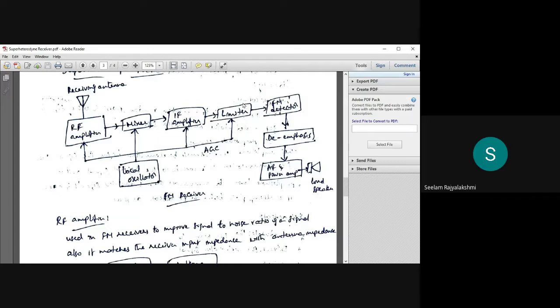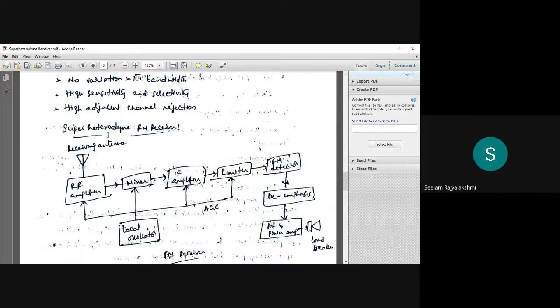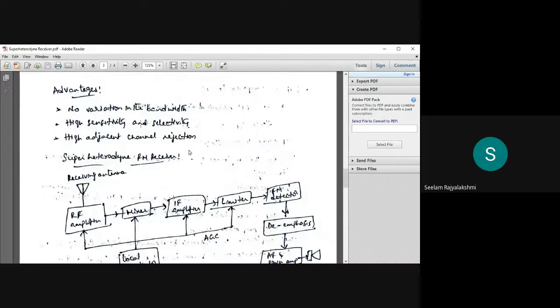It sends the signal to the FM detector, which demodulates the frequency modulation wave and extracts the information signal. It is passed via the power amplifier and then amplified to the loudspeaker. The extracted information signal is sent to the loudspeaker. And the AGC, which we have already seen, controls the RF amplifier and the limiter. And this is about the superheterodyne frequency modulation receiver.